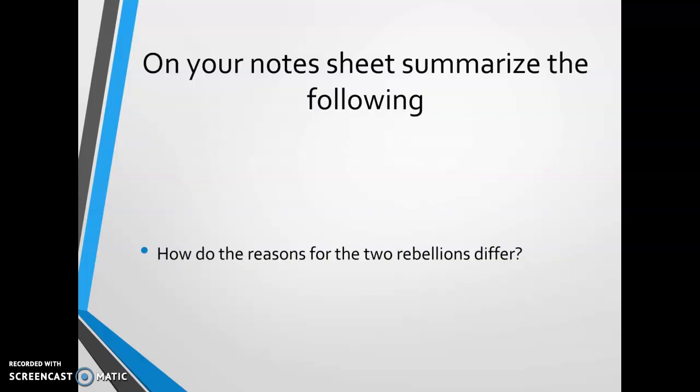So, on your sheets, summarize the following. How do the two reasons for the rebellions differ? When you answer a question like this, you need to deal with both sides. So, in your answer, what was the reason for the Upper Canada Rebellion? What was the reason for the Lower Canada Rebellion?